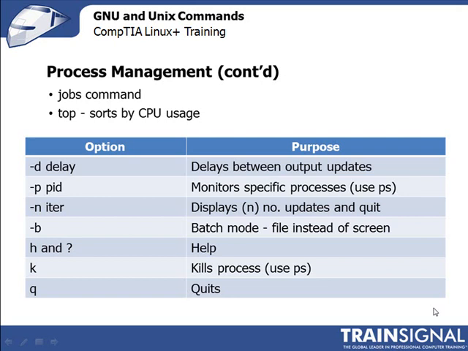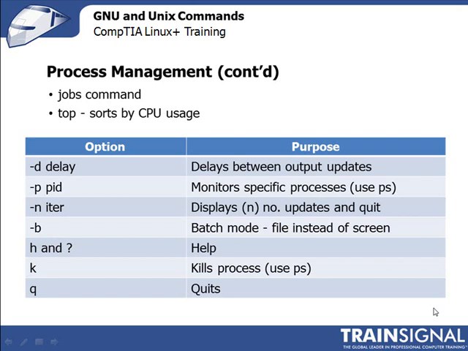The next, and one that I use more often, is the top command, which logs CPU usage. It takes the info from PS and sorts by the programs using the CPU the most. You run it by typing top at the command prompt, and yes, it takes its own options. -D space delay is the delay between the output updates. -P space PID monitors specific processes. -N space ITER displays the number of updates indicated by N and then quits.